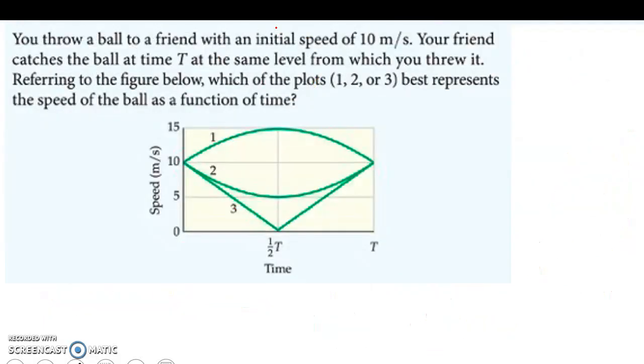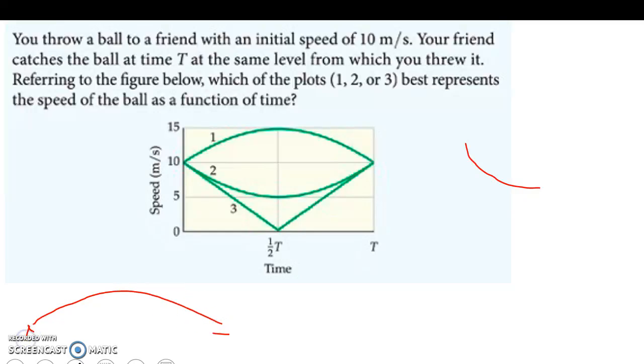You and a friend have a ball with an initial speed of 10 meters per second. Your friend catches the ball at time t at the same level from which you threw it. Which of the plots best shows the speed of the ball as a function of time? So your friend catches the ball at the same level from which you threw it. Is the ball going to speed up or slow down as it takes off? Well, it's going to slow down. So the speed is going to decrease.